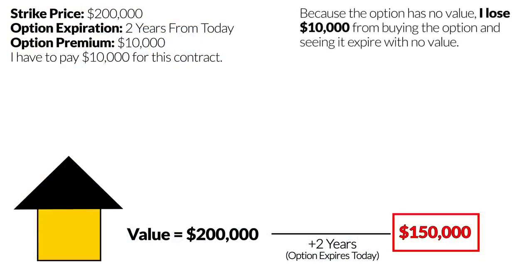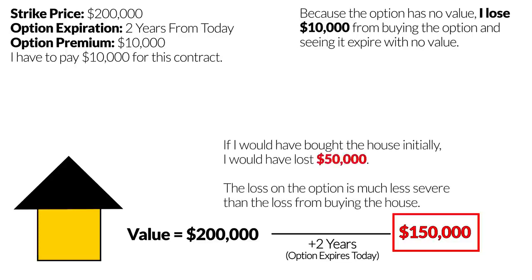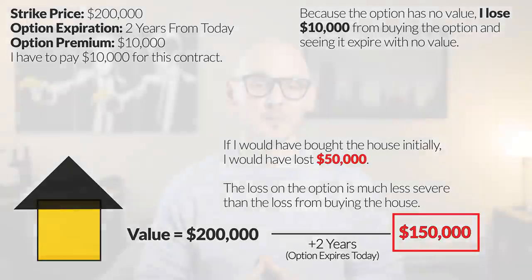But if we compare this to the loss I would have had if I purchased the house initially without buying an option, I would have paid $200,000 for the house, and at the current price of $150,000, I have lost $50,000 as opposed to the $10,000 that I lost in my option premium example. So with the option, I only lost $10,000, but if I would have just bought the house initially, I would have lost $50,000. So with options, you have limited risk and immense upside potential, which is why traders love to buy options.